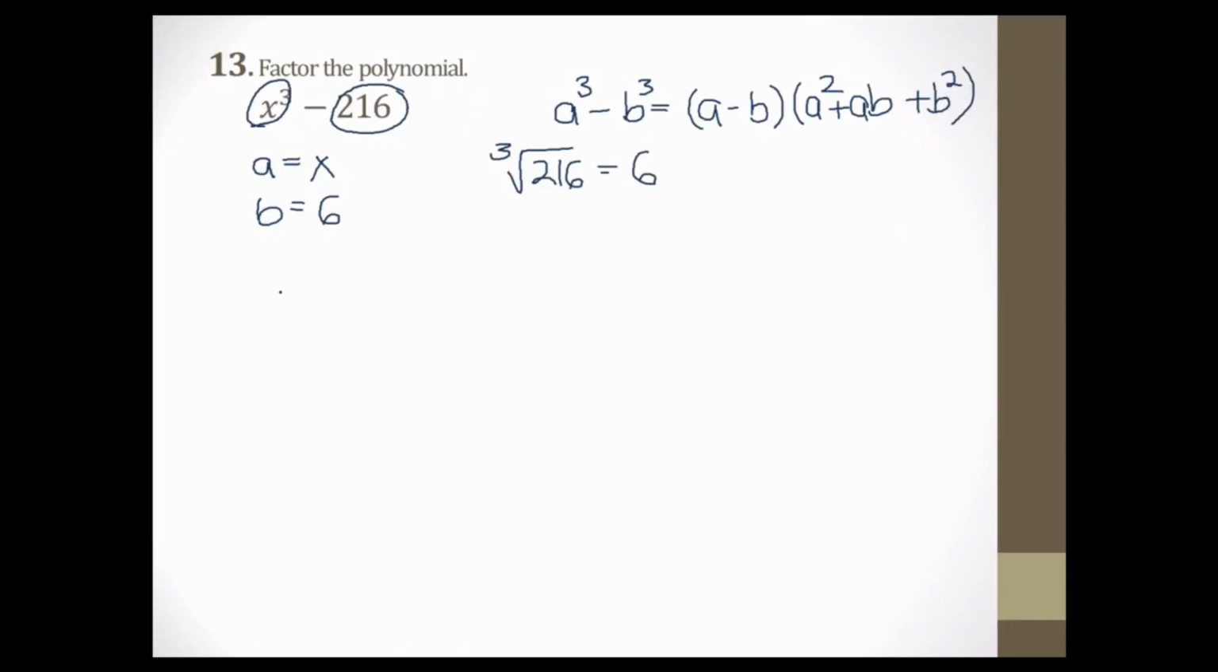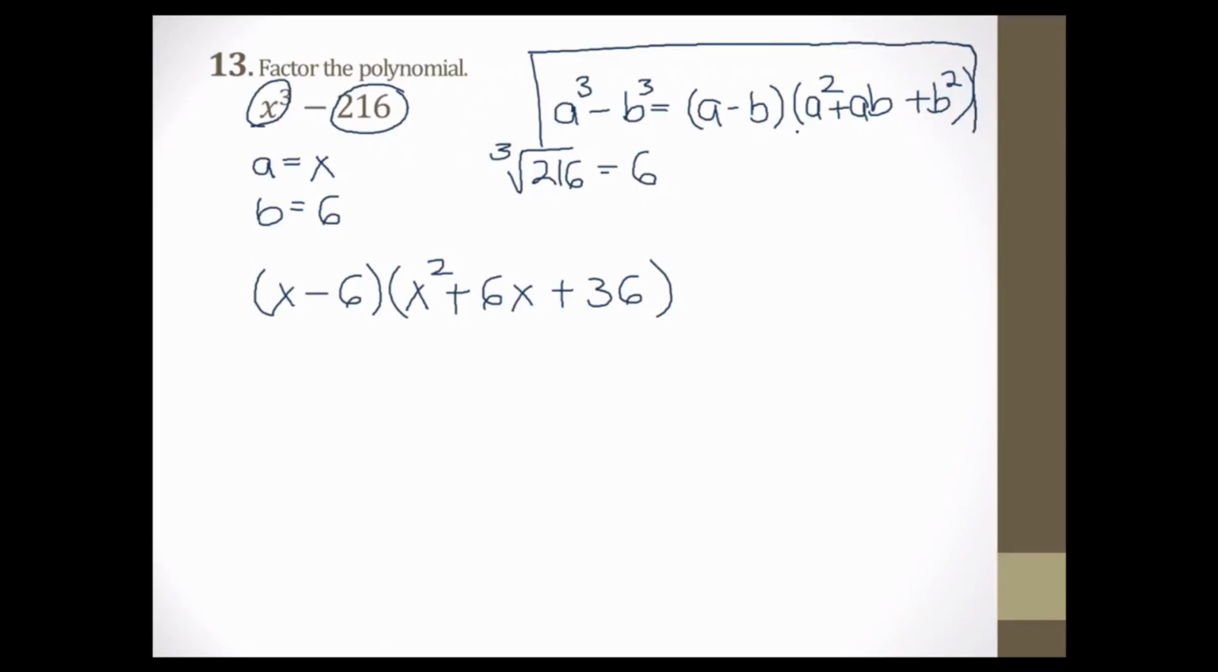Alright, now we're ready to plug it in, and we're starting with our a, so x, minus our b, which is 6, and then a squared, so x squared, plus a times b, which is x times 6, or 6x, and then plus b squared, so 6 squared, which is 6 times 6, so 36. So there's not really any major calculation involved. You just need to memorize this formula.